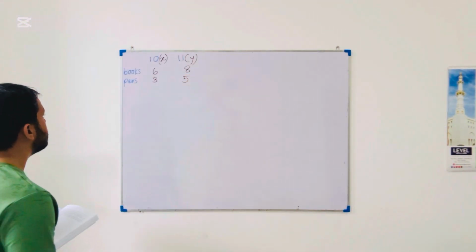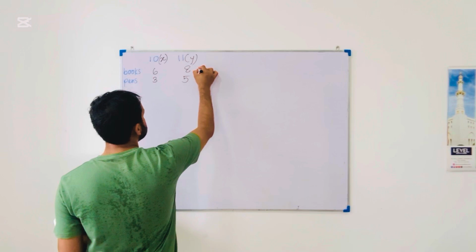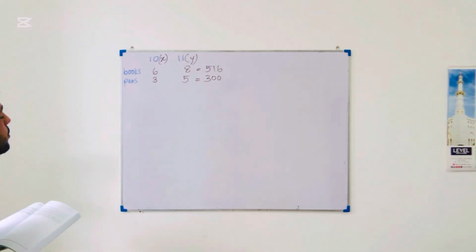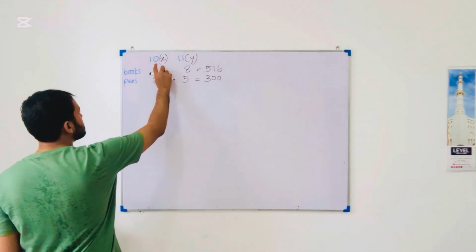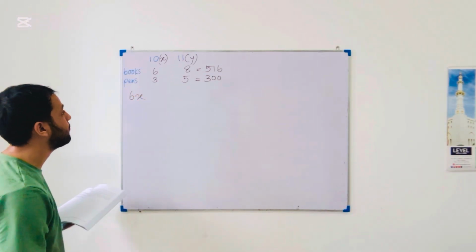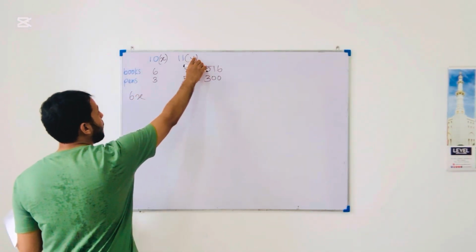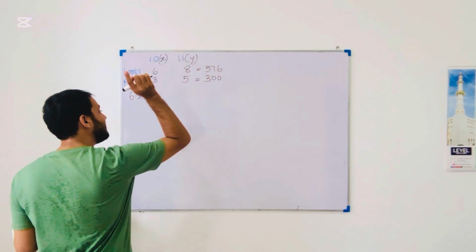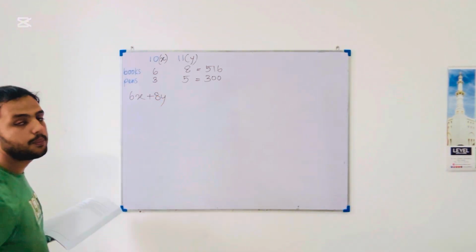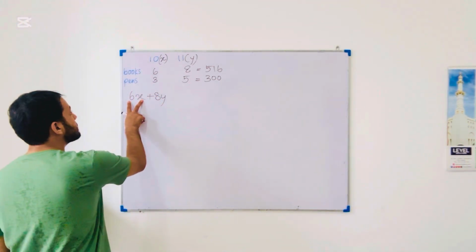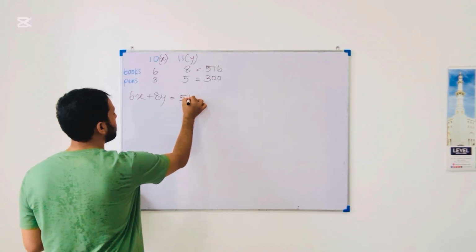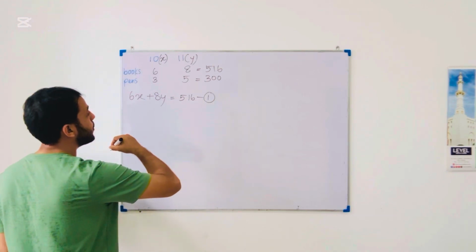Now you can see the total number of books is given, that is equal to 516, and the total number of pens is 300, right? If one person is getting 6 books and there are X people, in grade 10 you have to give 6X books. At the same time, if there are Y students in grade 11 and one student is getting 8 books, then 8 into Y gives the number of books given to grade 11. The number of books given to grade 10 plus the number given to grade 11 should give the total number of books, 516, your first equation.